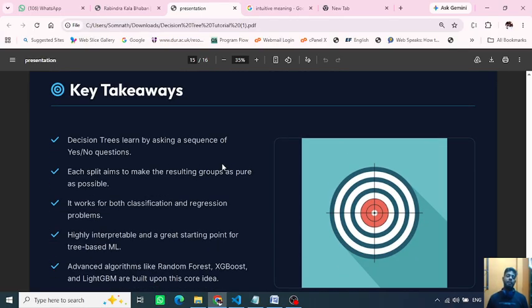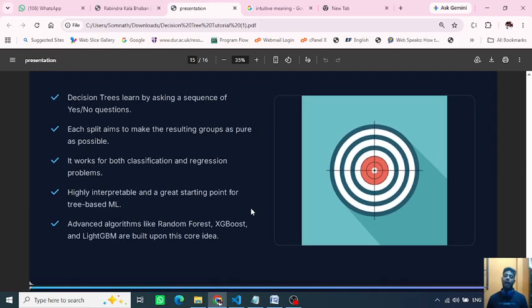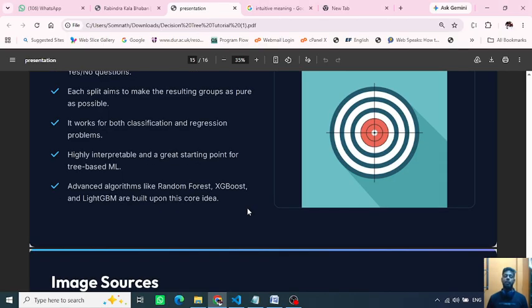So the key takeaways: a decision tree learns by asking a sequence of yes or no questions. Each split aims to make the resulting node as pure as possible. It works for both classification and regression problems, is highly interpretable, and is a great starting point for ML. Advanced methods like random forest are both built upon this core idea. So if you have an idea of decision trees, you can easily understand random forest.